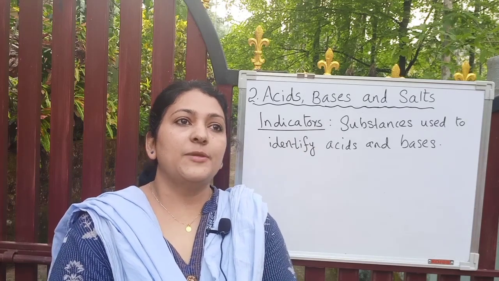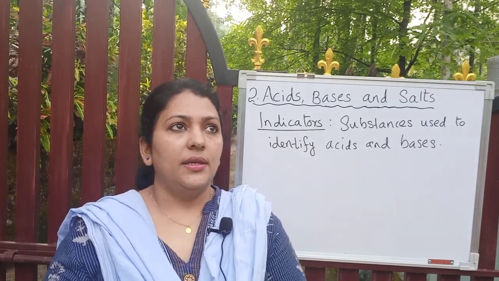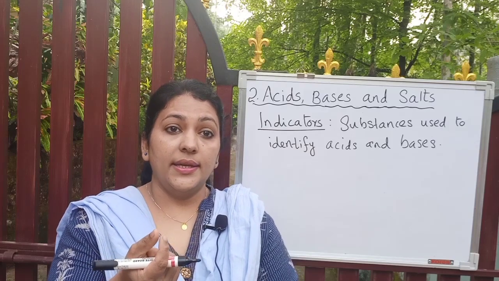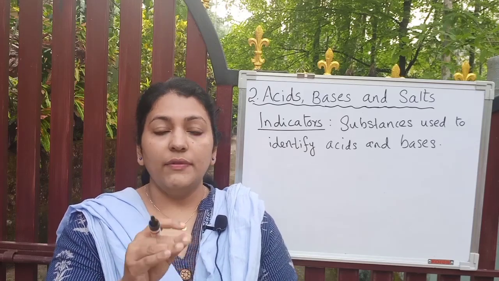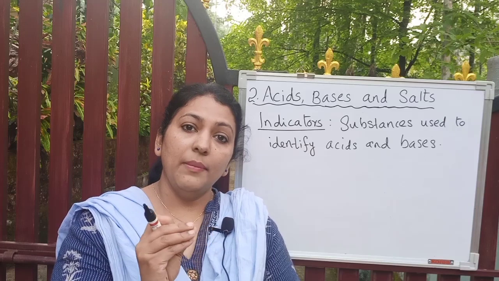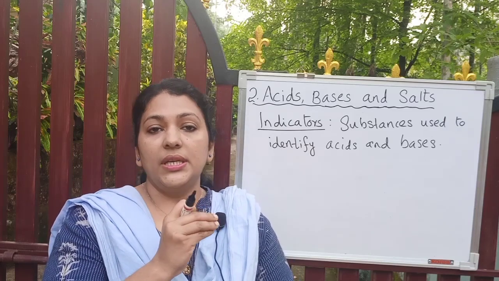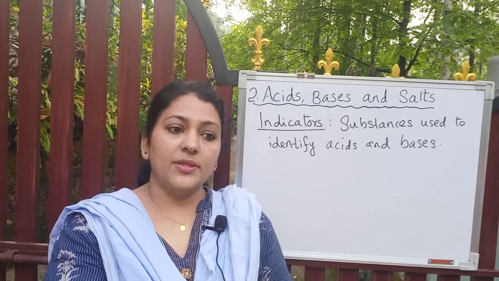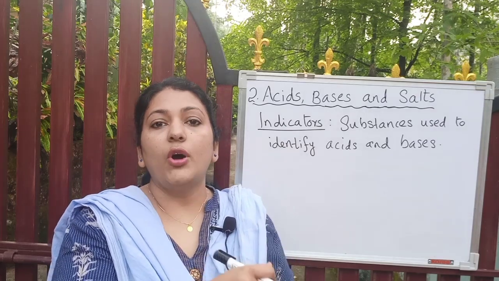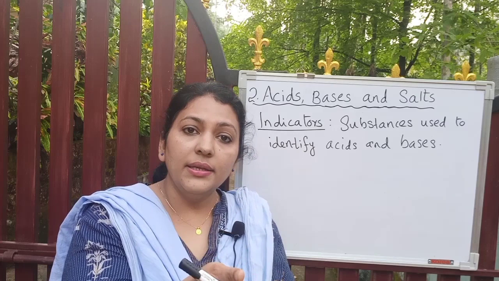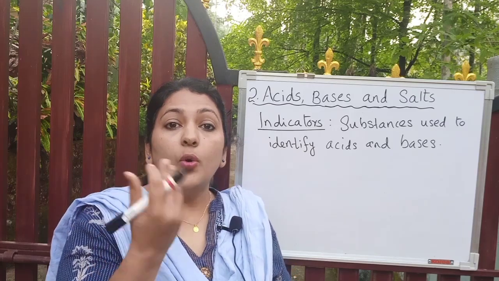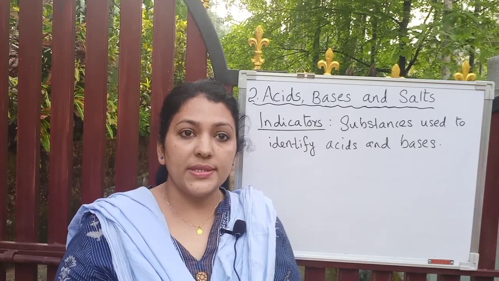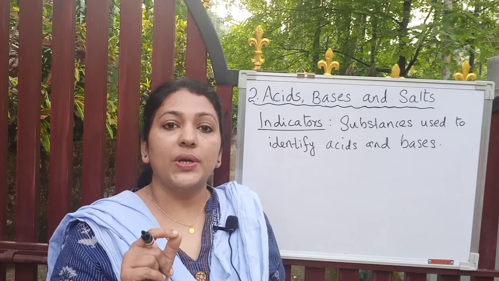Maybe you have experienced that when a curry stain falls on your cloth and you wash it with soap, which is a base, it turns red. After the soap is gone, when you wash it with water, it goes back to yellow in color. Have you noticed that? So turmeric is a natural indicator.